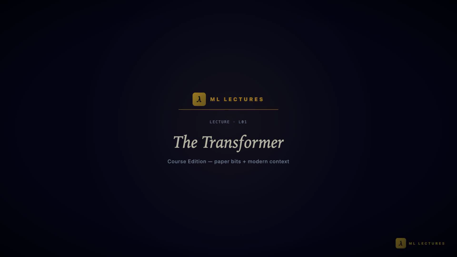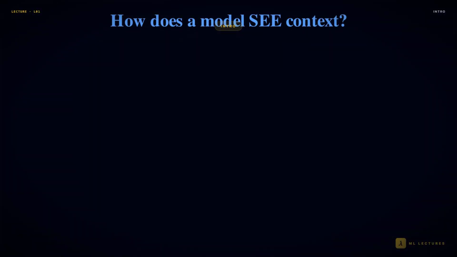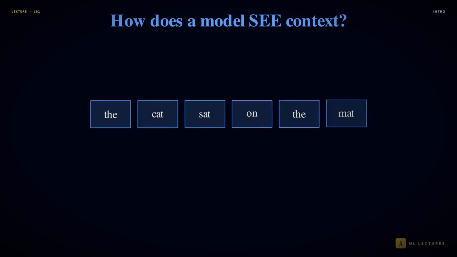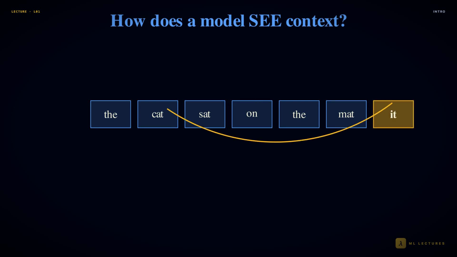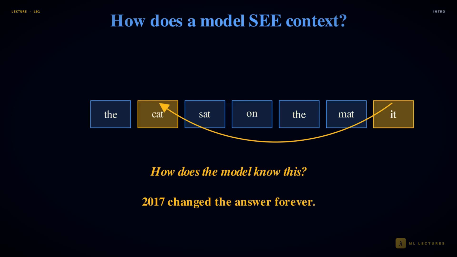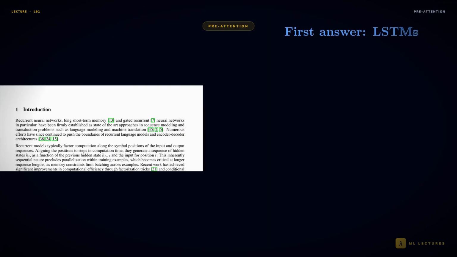How does a computer understand that in the sentence, "The cat sat on the mat," it later would refer to the cat and not the mat? For us, it's obvious. We read all the words and use context. But a model has to learn this. The whole game in modern AI is, how do you let a model see every word in context? 2017, one paper changed the answer forever. Let us build it from scratch.